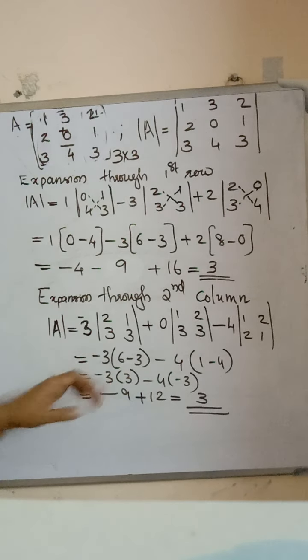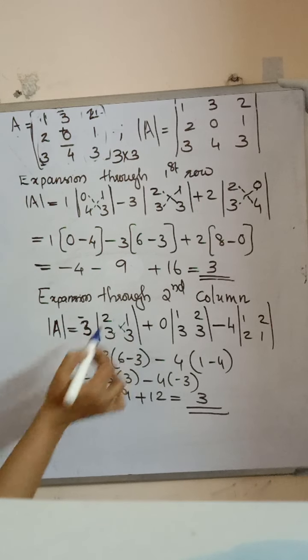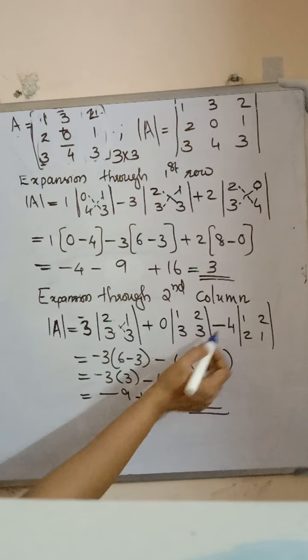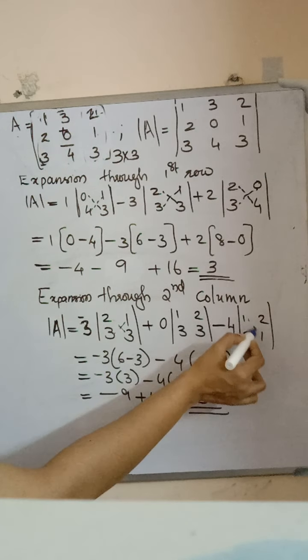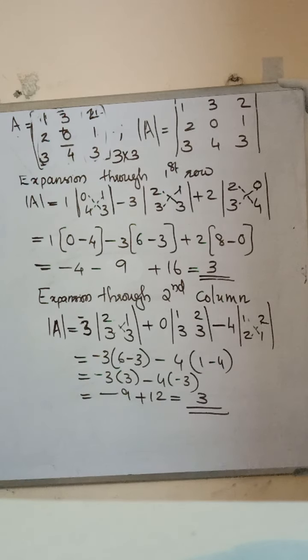Then minus 3 into expanding this determinant, 6 minus 3. Plus 0 into any number is 0. So minus 4 into 1 is minus 4. After calculation we get the answer 3. These two answers are equal. If we expand through any row or column, we get the same answer.